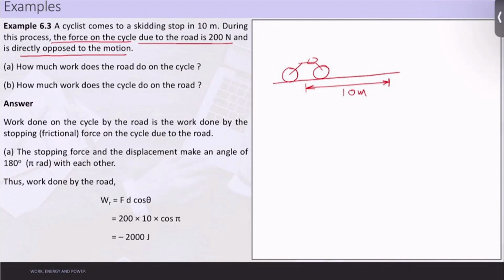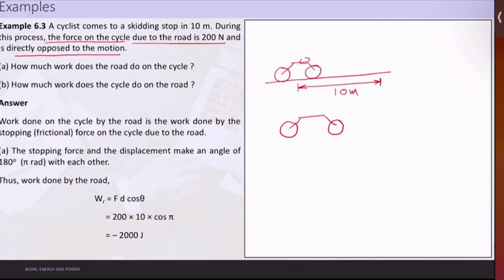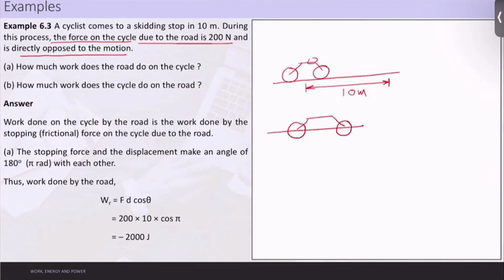So what is the force on the cycle? If I make a free body diagram, the force acting is in this direction, which is 200 newtons. The question asked is how much work does the road do on the cycle, and second, how much work does the cycle do on the road? Let us go very slowly and understand both of these concepts.